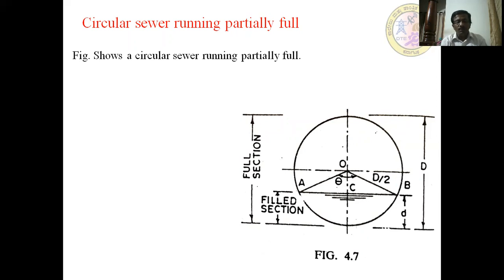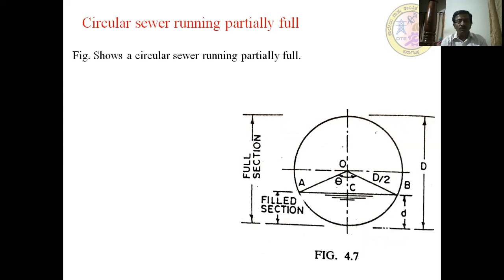For all these reasons, usually we do not design for running full condition for the sewer. We design for partial flow. Partial means less than running full, whether it may be 0.95 times the dia, otherwise 0.3 times the dia, whatever it may be. Generally, it is termed as partially full. Partially full means other than running full.